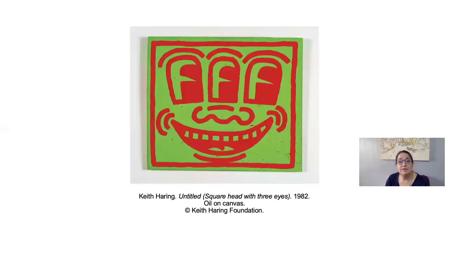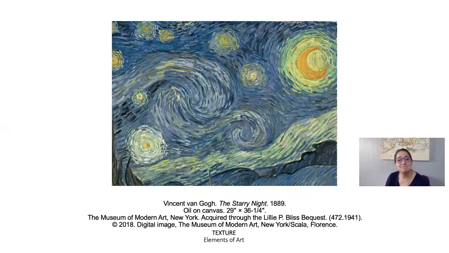So with this more contemporary, very simple graffiti painting from Keith Haring, the color scheme that's being used is complementary, or opposite on a color wheel. Easy way to remember that is it's Christmas colors.